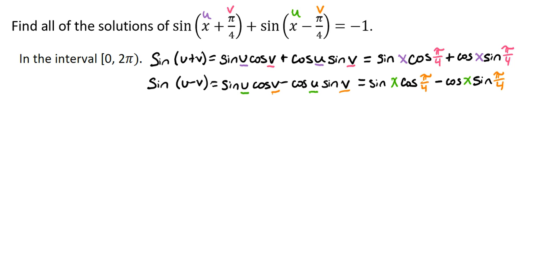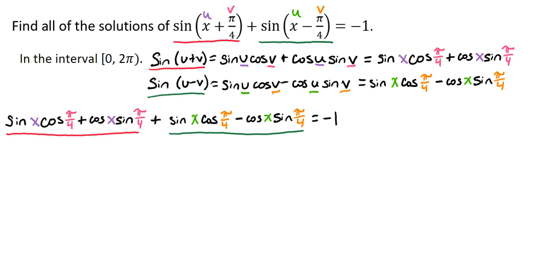So for our sum formula, we now have the sine of x times the cosine of pi over 4 plus the cosine of x times the sine of pi over 4. And for the difference formula, we have the sine of x times the cosine of pi over 4 minus the cosine of x times the sine of pi over 4. Now looking back at our original problem, we see that we want to take the sum formula for sine and add that to the difference formula for sine and then set that equal to negative 1. So that's what we're going to go ahead and do now.